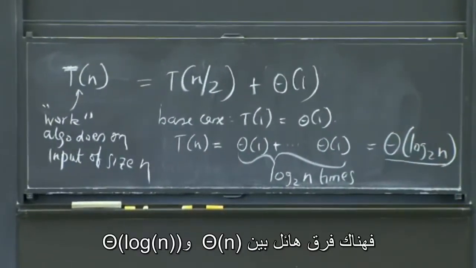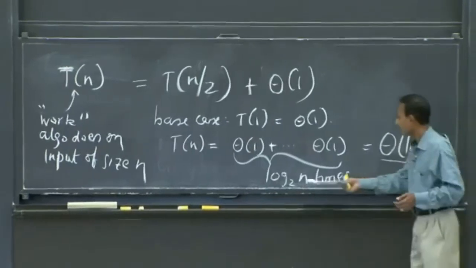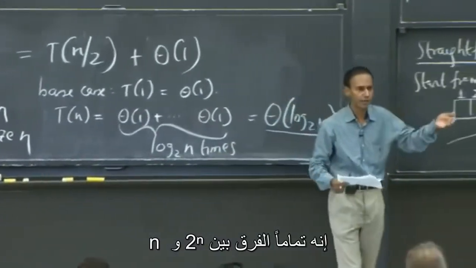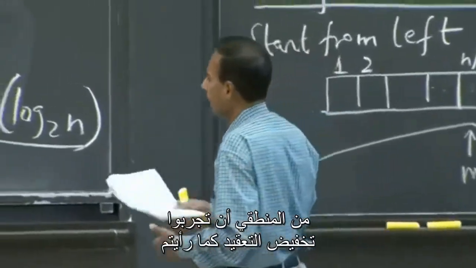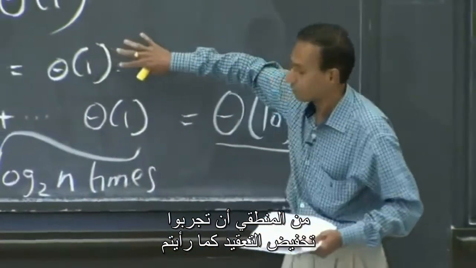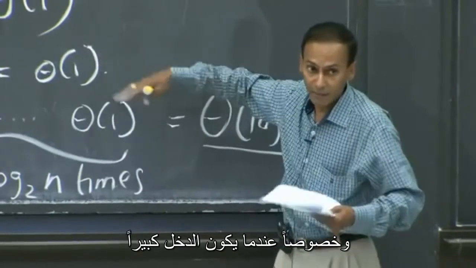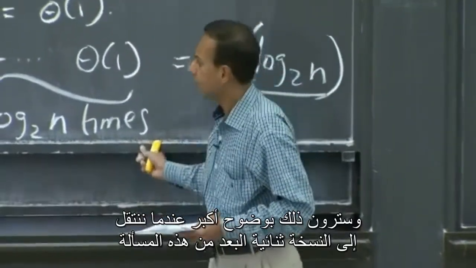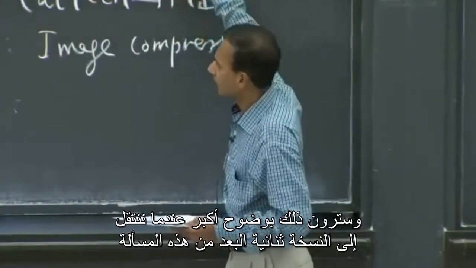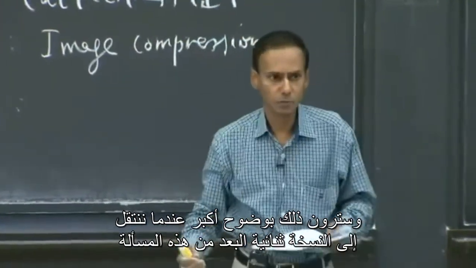So there is a big difference between theta n and theta log n. It's literally the difference between 2 raised to n and n. It makes sense to try and reduce complexity, as you can see, especially if you're talking about large inputs. And you'll see that more clearly as we go to a 2D version of this problem.